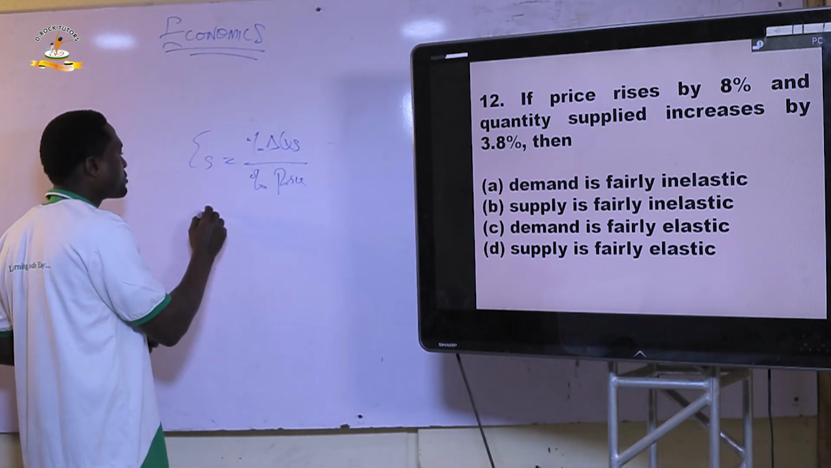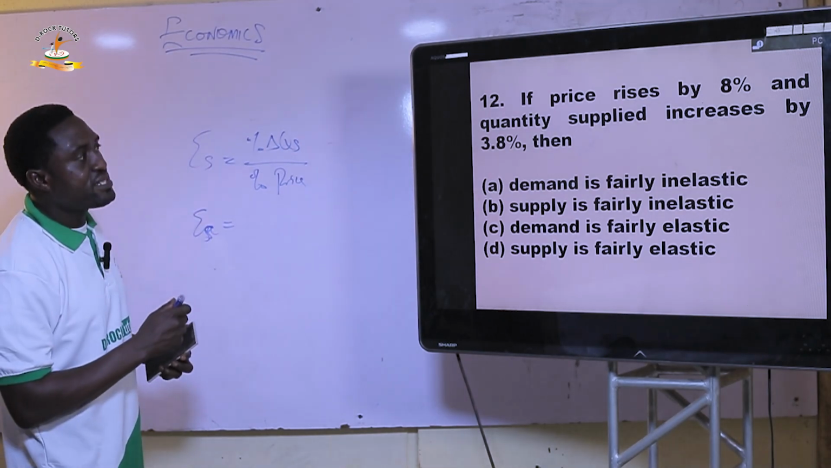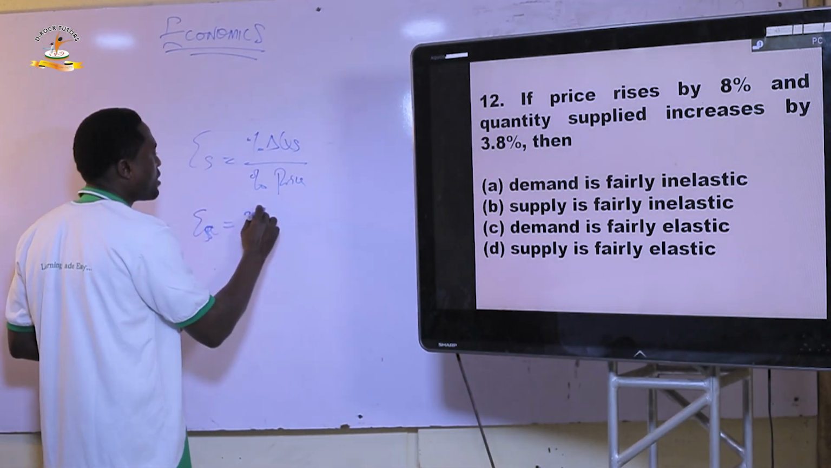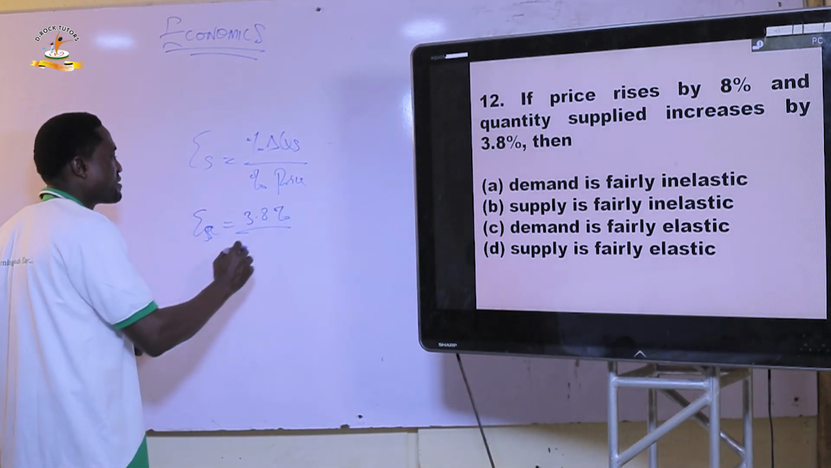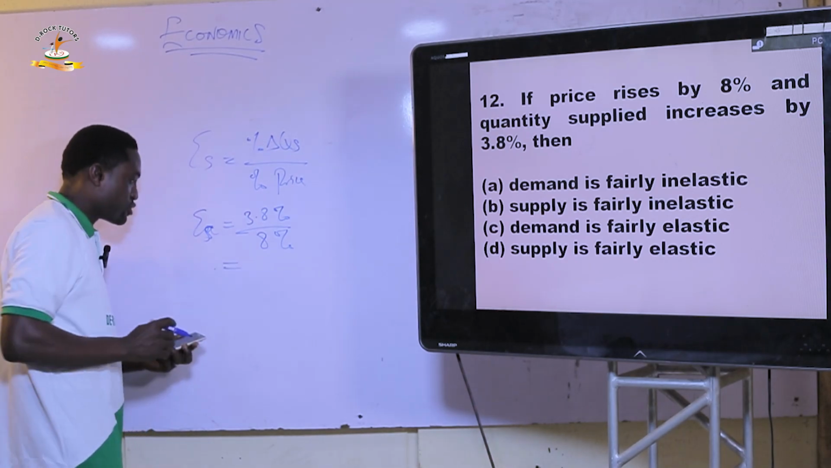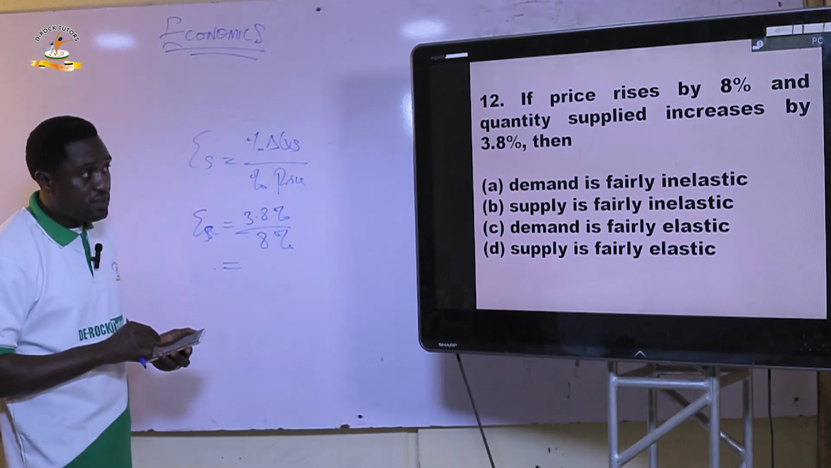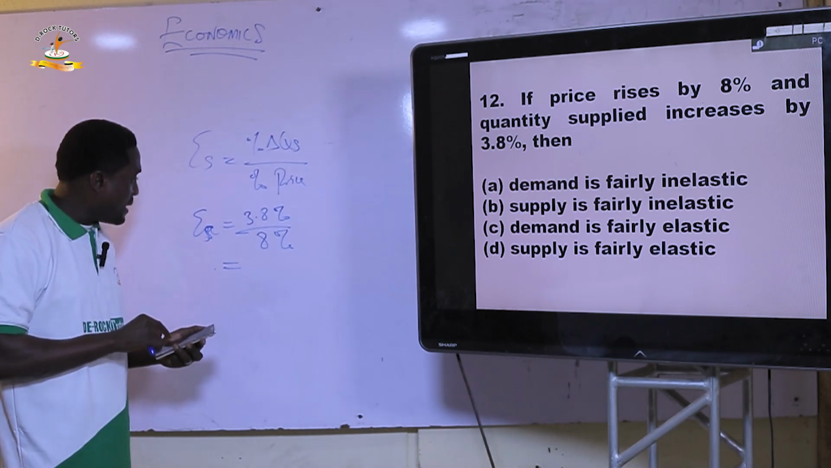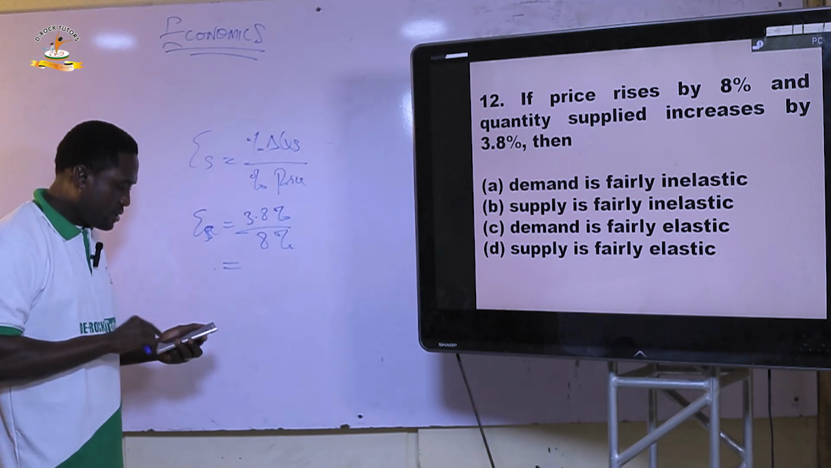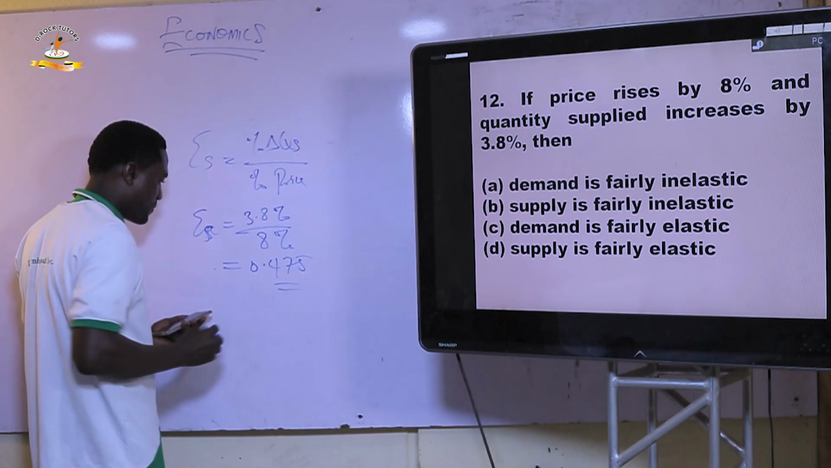And for that question, elasticity of supply will be what? Percentage change in quantity supply, what is it? That's 3.8%, over percentage change in price, which is 8%. So that's 3.8% divided by 8%. The answer is 0.475.